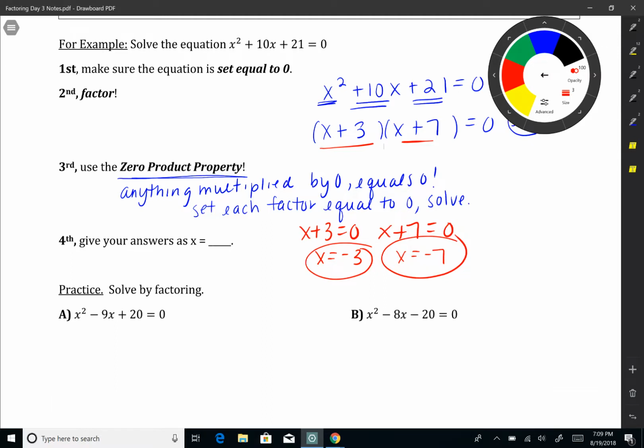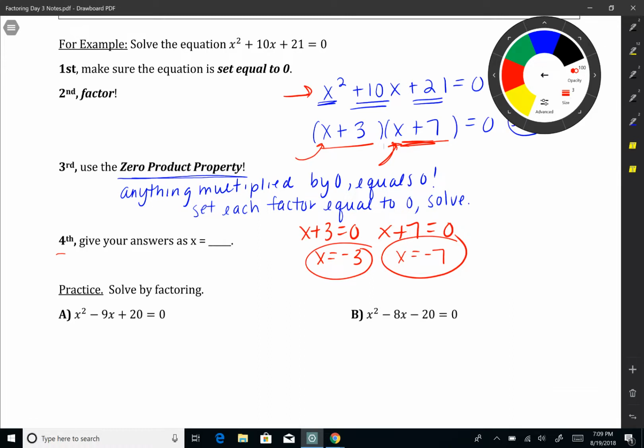So if you wanted to check to make sure that that actually would work out, you could plug it into the original equation, or you could even plug it into our correctly factored equation. And if I put a negative 3 in there, negative 3 plus 3 would be 0, and 0 times, doesn't even matter what would be in my second factor, would be 0. And if I put a negative 7 in here, I would get 0 in this factor times whatever this first factor was, would still get me 0. So I give my answers, as it says in step 4, as x equals whatever those values are.